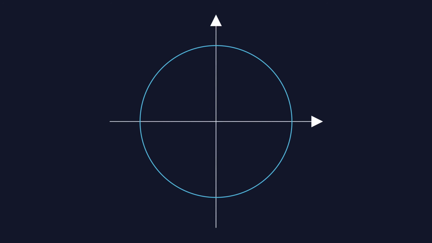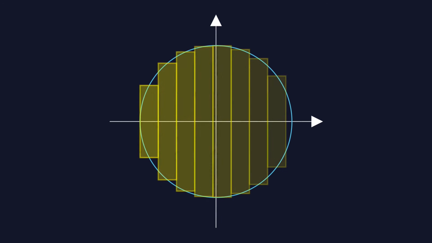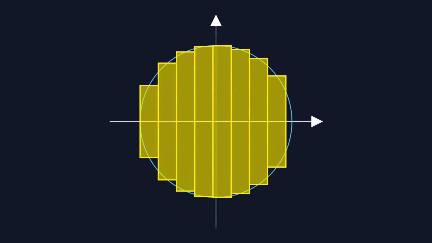Let's take a circle like this and place a coordinate plane over it. To find the area of such a shape, we could divide it into rectangles whose area formula we already know. But as you can see, rectangles don't fit the circle very well. There are empty spaces inside the circle, and the rectangles extend slightly beyond the boundary.